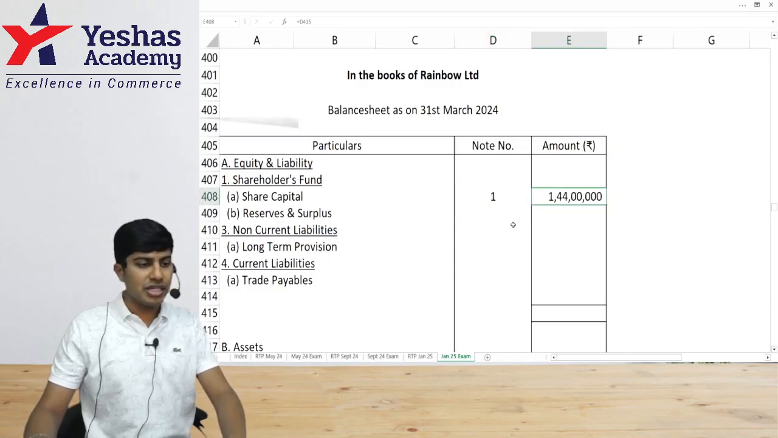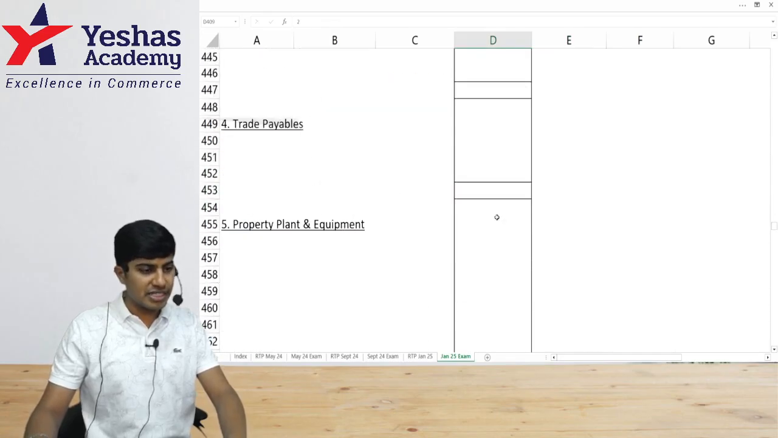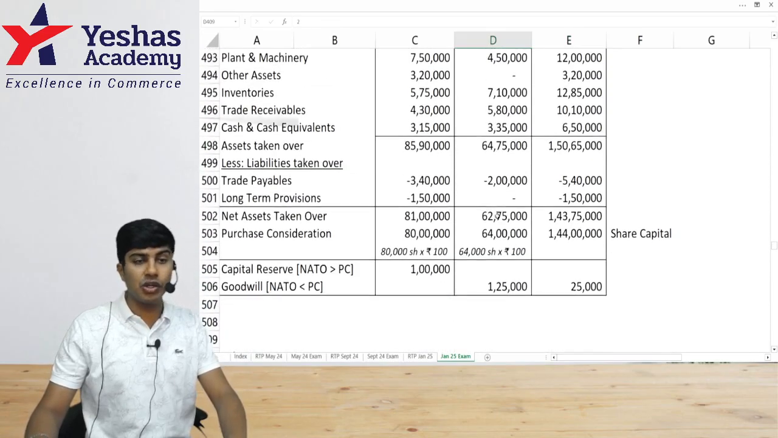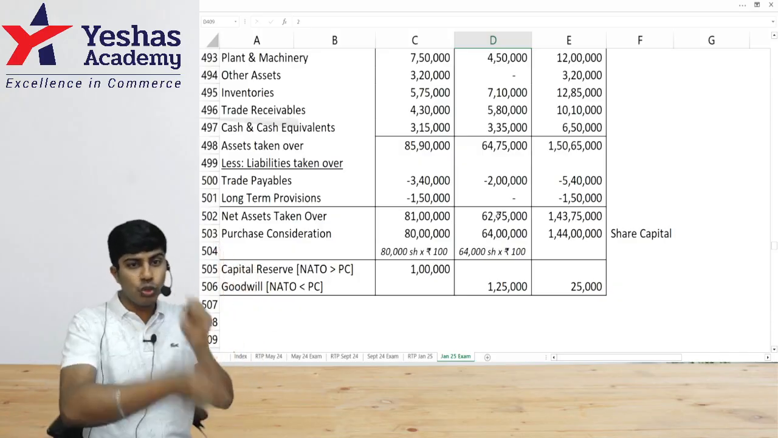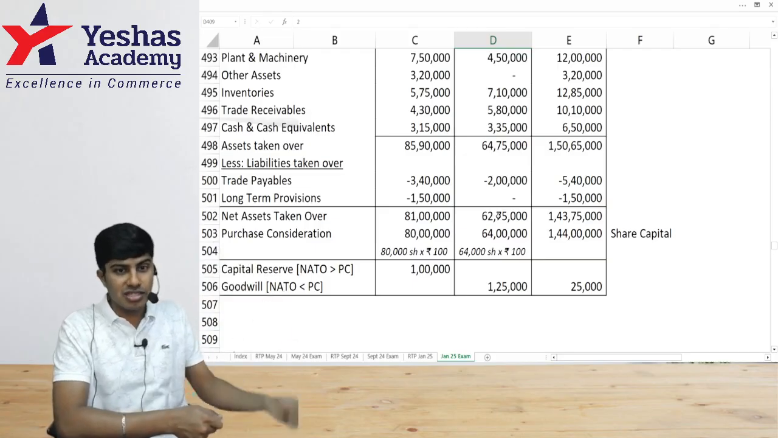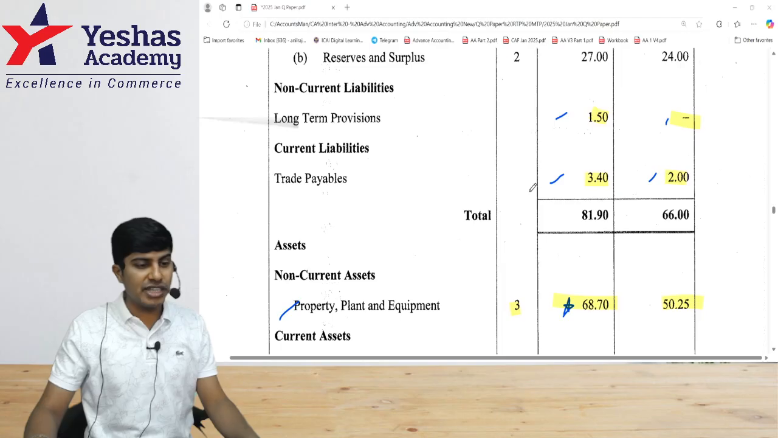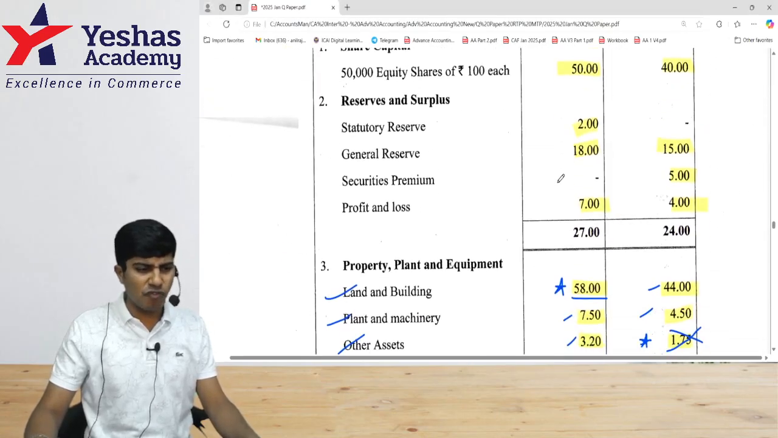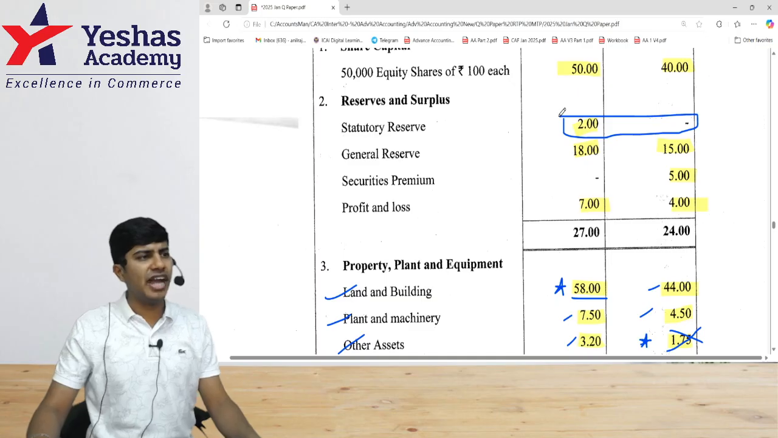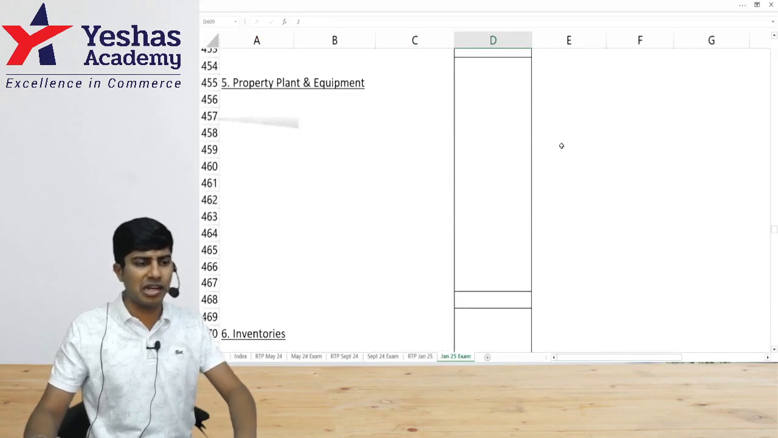Then reserves. Is there any reserves in the question? Let's check. Statutory reserve is taken over. Statutory reserve has to be written. Remember DRUMSS. Yes, statutory reserve. How much is their statutory reserves? Their statutory reserves in reserves and surplus, irrespective of form of amalgamation, 2. But the entry will be statutory reserve credit, debit will be amalgamation adjustment.